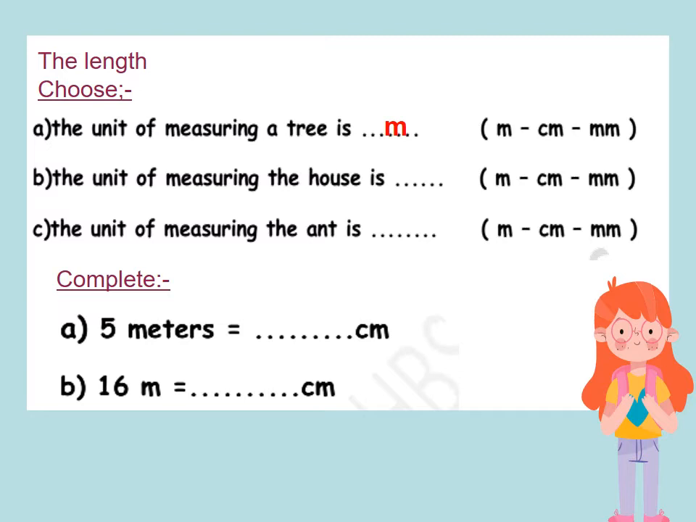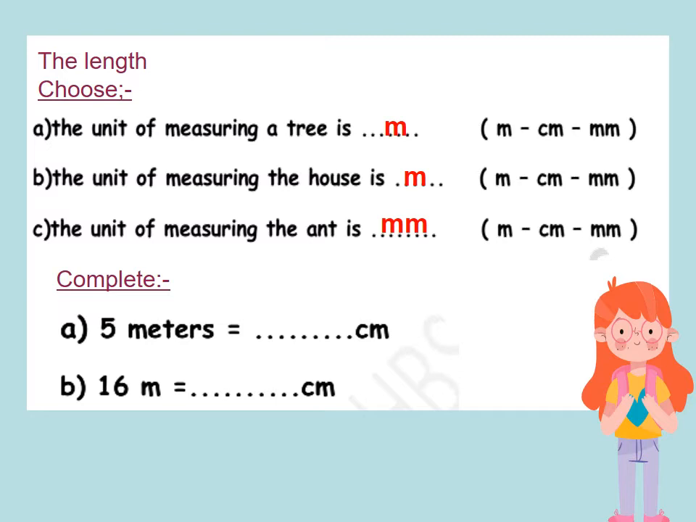The unit of measuring the house is what? Meter, centimeter, millimeter. Meter, because it's an extra large object. Okay, the unit of measuring the ant is what? Ant is a tiny object. So we will use the millimeter.